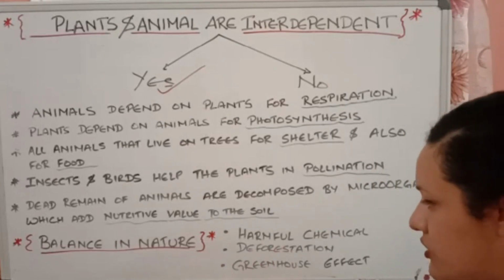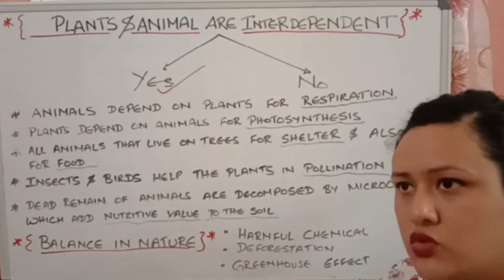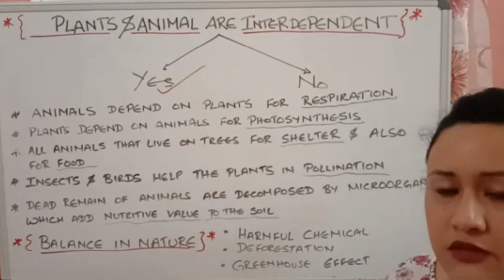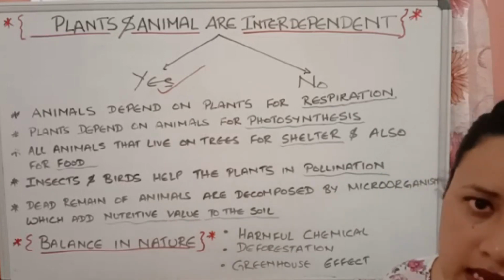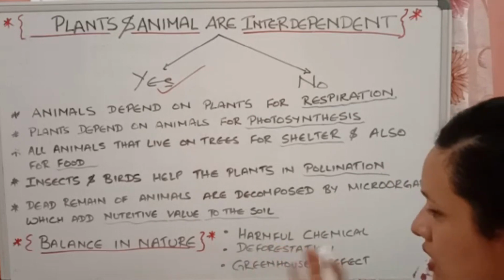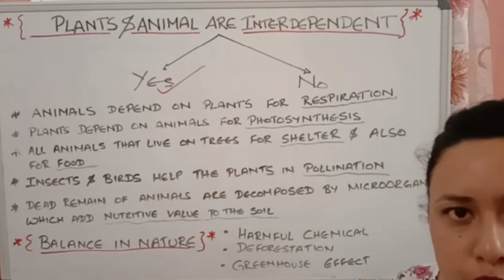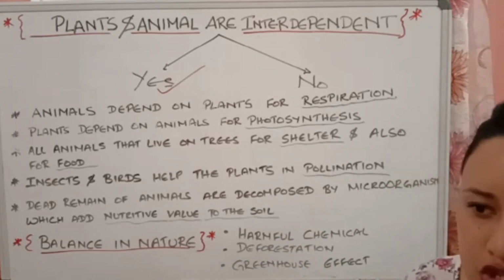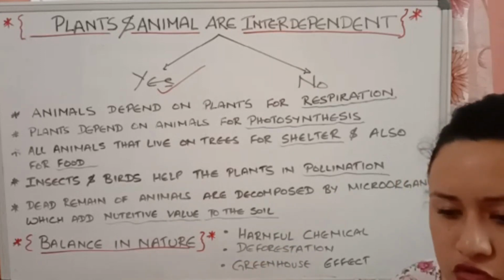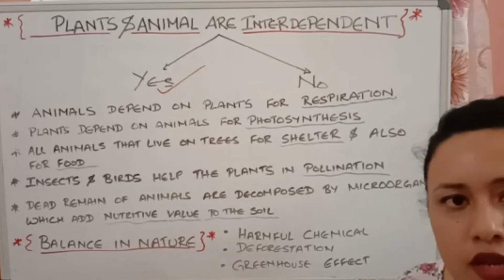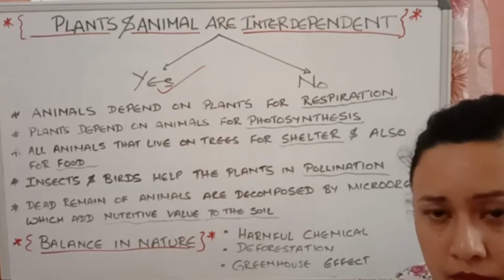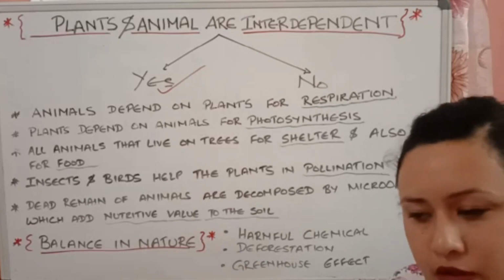The last one here is the greenhouse effect. So you know what is greenhouse effect? You all know the sun gives energy in the form of heat and light. The natural greenhouse effect is a natural process where the sun's energy enters the earth's surface. Some of that radiation is reflected back to space, and some of it is absorbed by the surface of the earth.